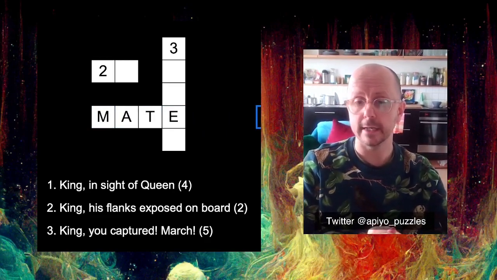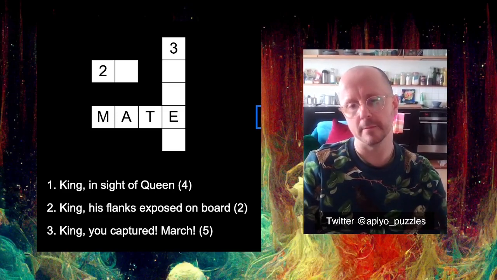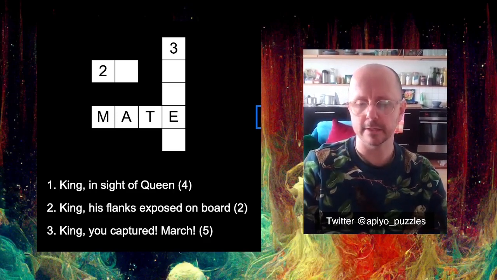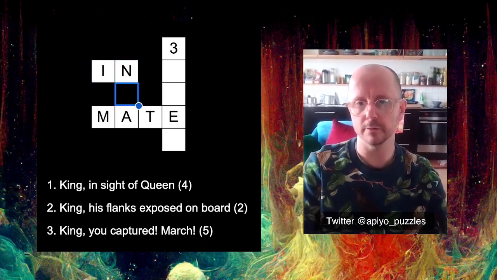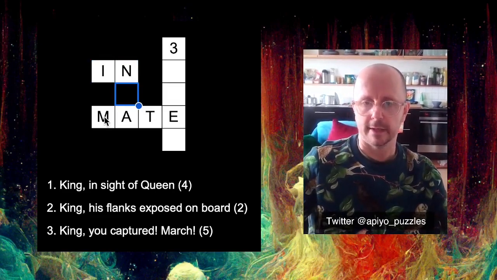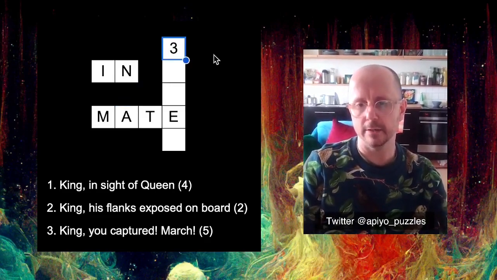Now, number 2, king his flanks exposed on board. So this is the easier of them. There's a slightly, maybe slightly verbose indication here, if that's the right term for it. If we take the word king and we expose his flanks, that is the K and the G, the outside letters, we expose those, so get rid of them, we're left with in, and to be in something is to be on board. So if you're in a plane, you're on board a plane. So we have mate in, and then we have this third clue here, king you captured march.